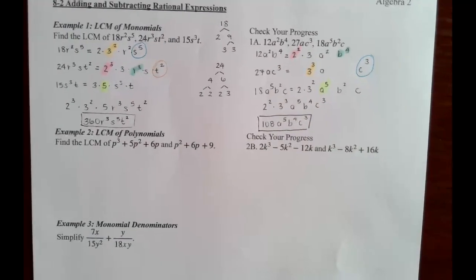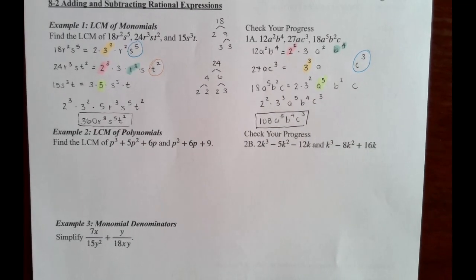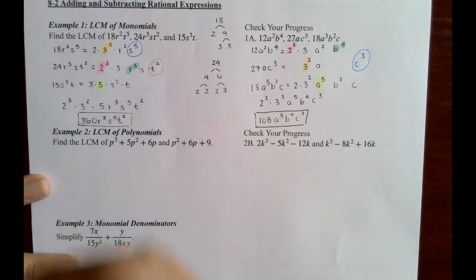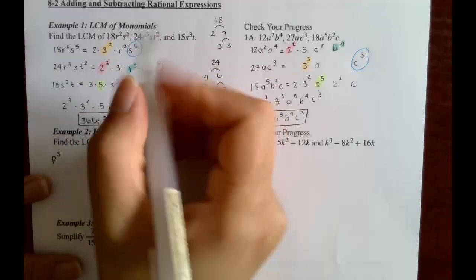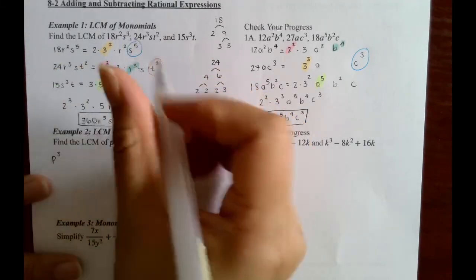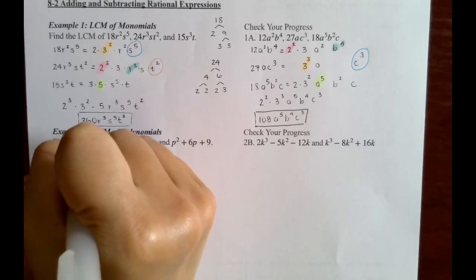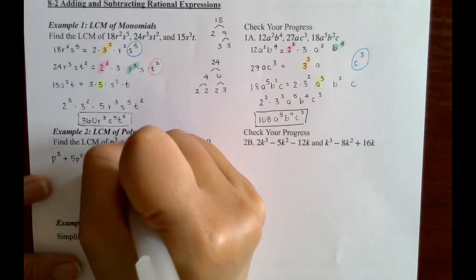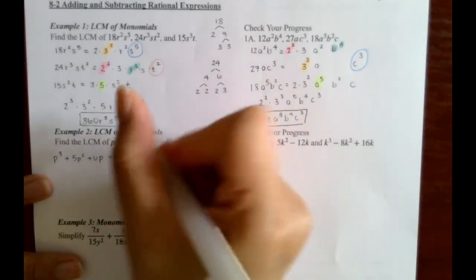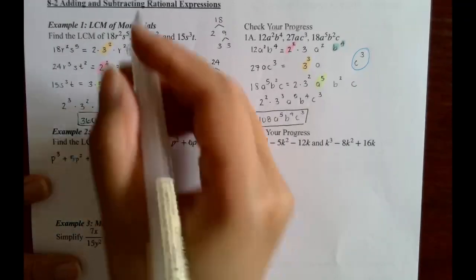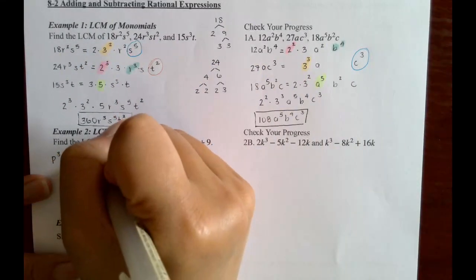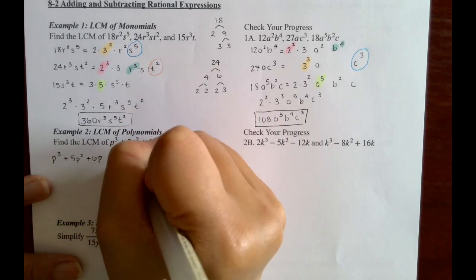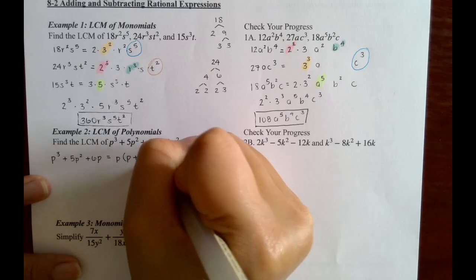So now we're going to do the same thing, doing the prime factorization. This time though, they are polynomials. So we're going to do the same thing where we did prime factors, we're going to factor these as well. Here I have p cubed plus 5p squared plus 6p. I can pull out a p. Then I'm left with p squared plus 5p plus 6. And then that breaks down into p plus 2 and p plus 3.